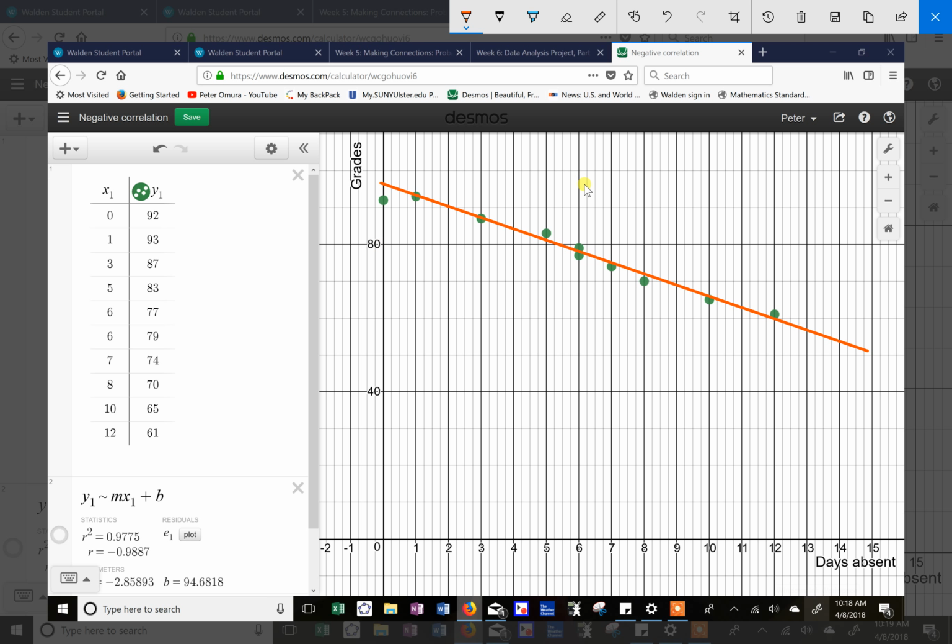So let's see, this is a negative correlation. That means as the number of absences increases, your grades decrease. So as your x-axis is increasing, your y values are decreasing, which means it's a negative correlation. Once again, because all the dots are very, very close to this line of best fit, it is a strong negative correlation. All right.